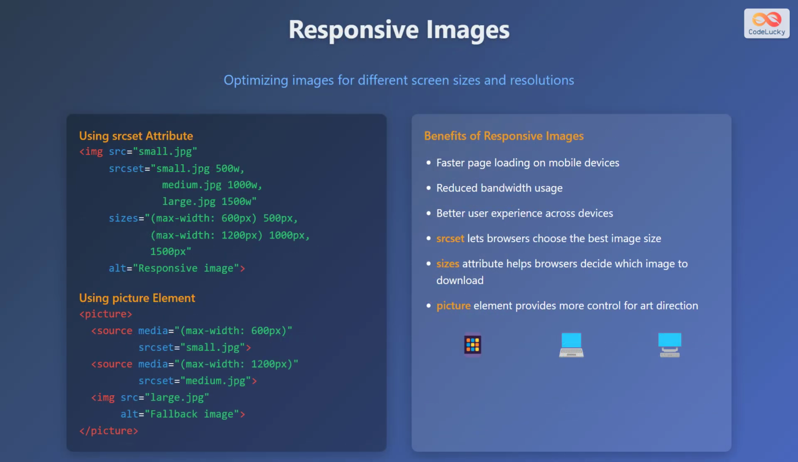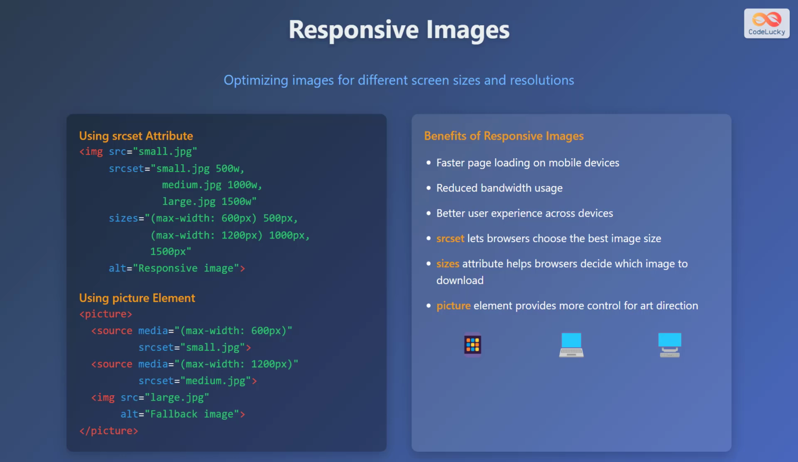Responsive images are essential for providing an optimal viewing experience across different devices and screen sizes. The srcset attribute allows you to specify different image files for various screen widths. The sizes attribute helps the browser decide which image to download based on the screen size. The picture element offers even more control by allowing you to specify different sources for different media conditions.